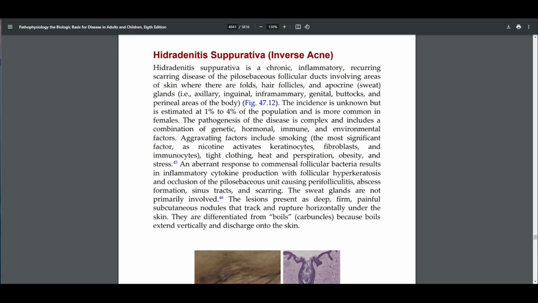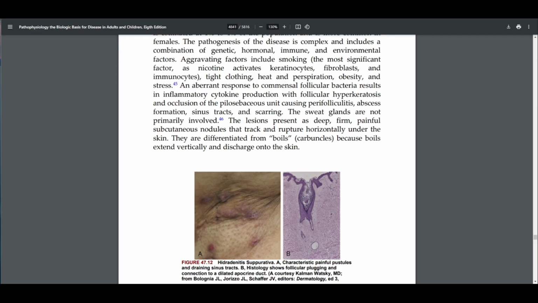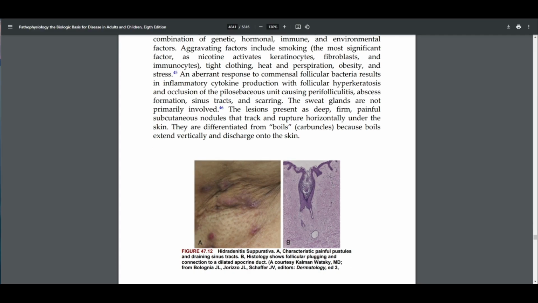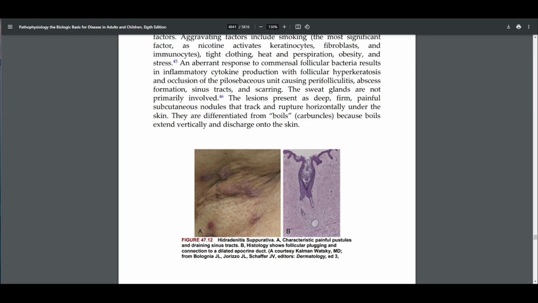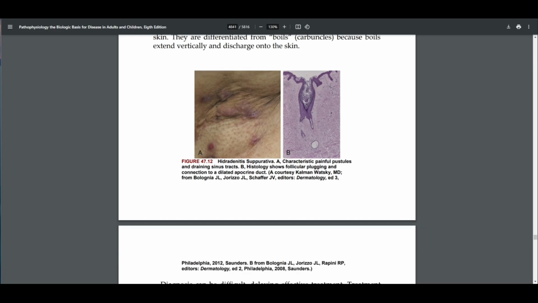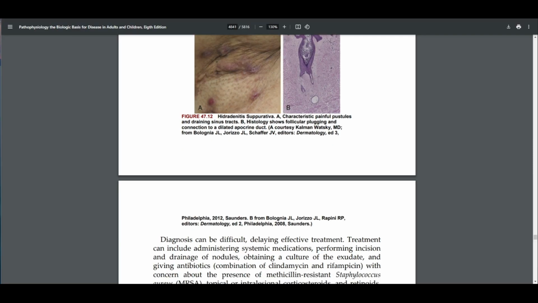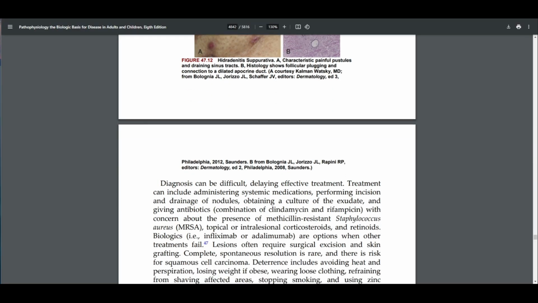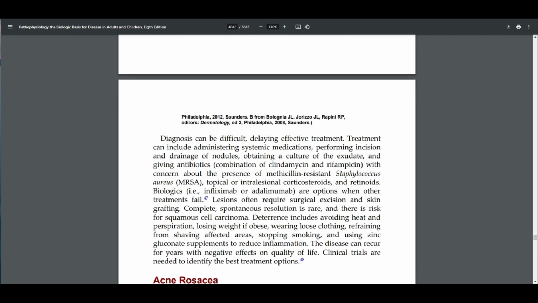The lesion presents as deep, firm, painful, sebaceous nodules that track and rupture horizontally under the skin. They are differentiated from boils because boils extend vertically and discharge onto the skin. So here you're taking a look at the hidradenitis suppurativa. Diagnosis can be difficult, delaying effective treatment.